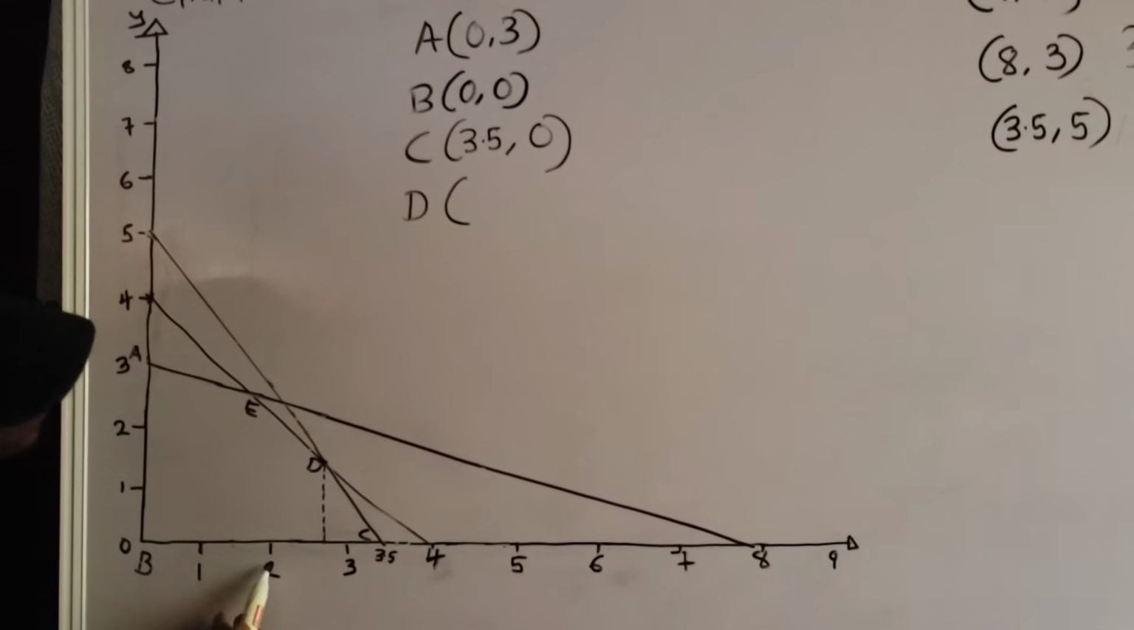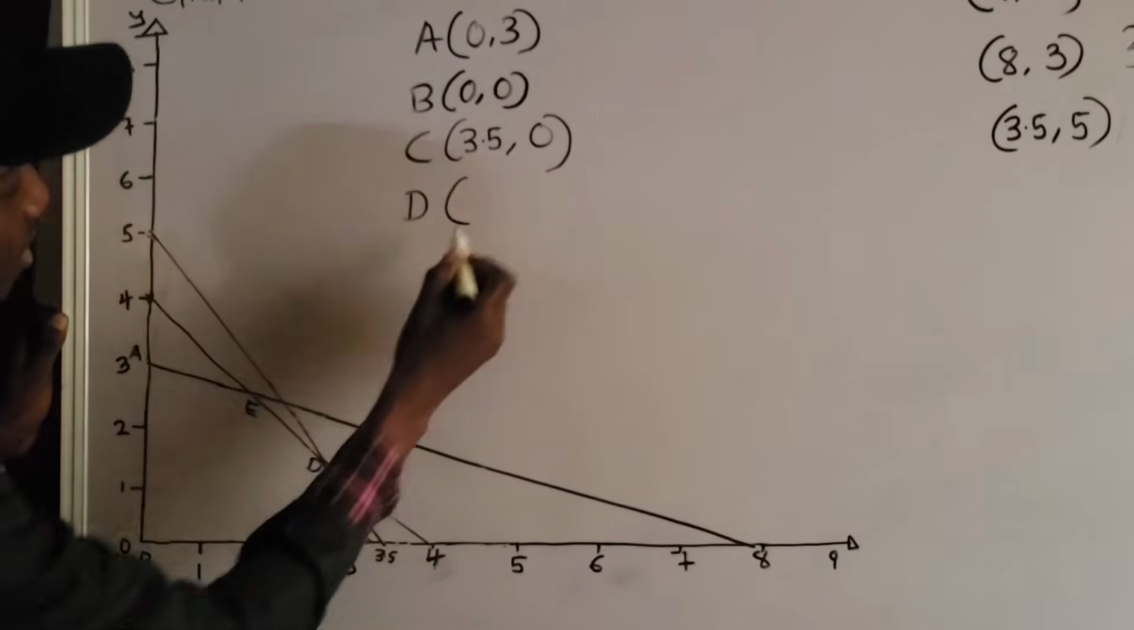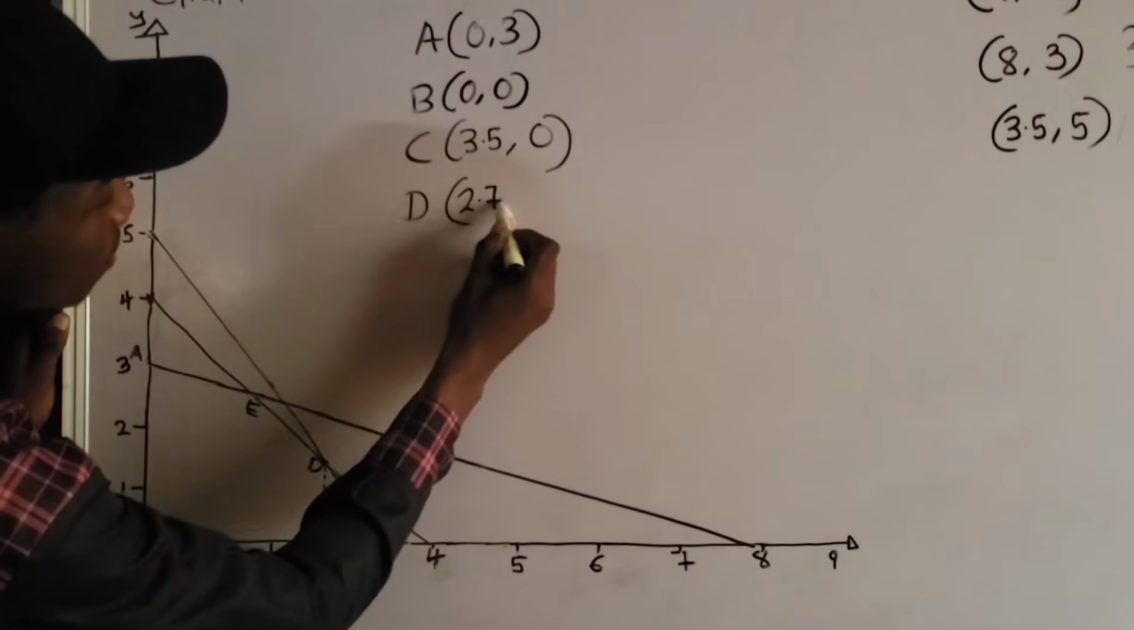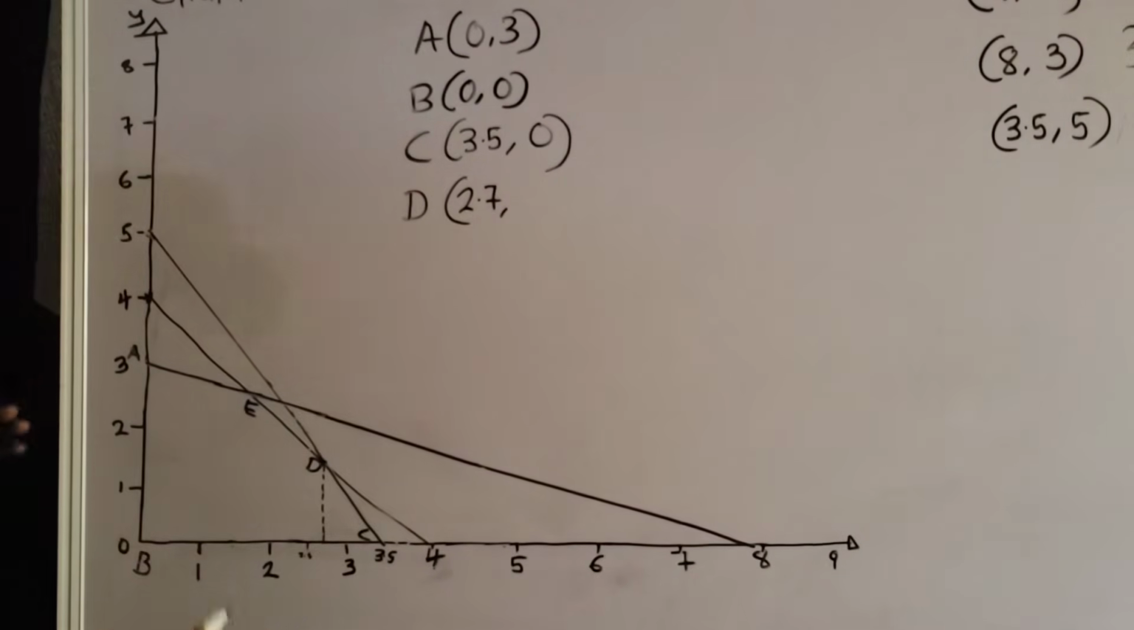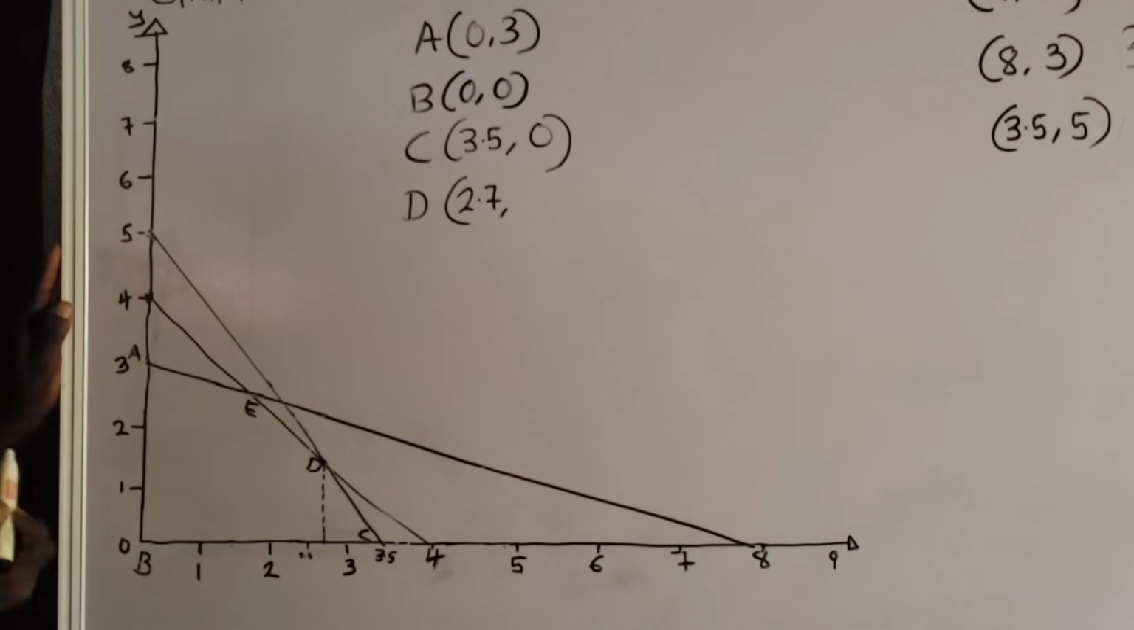So, if you look, this is 2. This region will be what? 2.5. So this will be greater than 2.5, maybe like 2.7. So the value of x is 2.7, please, are you following? So I'm going to trace point D to the y-axis also to get the value of y at that point.